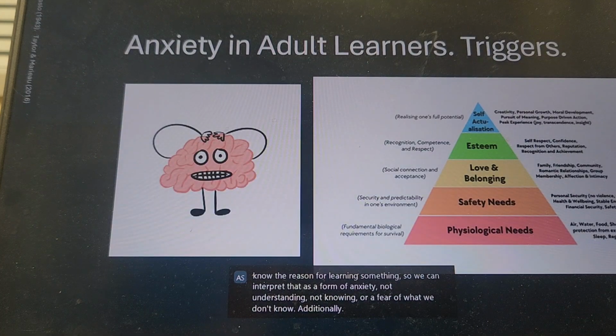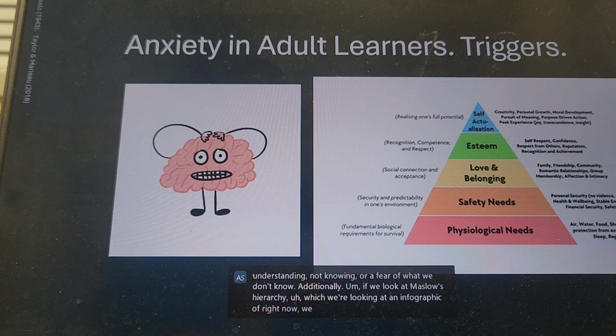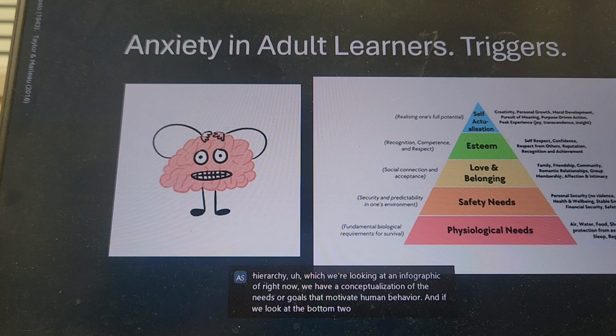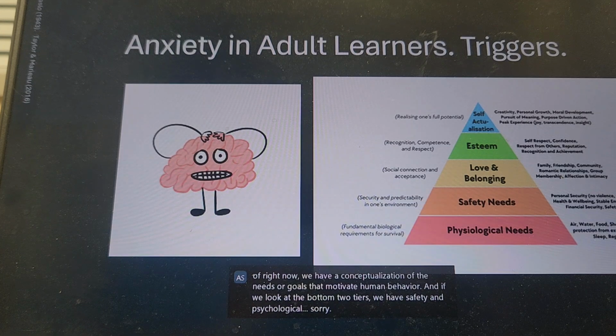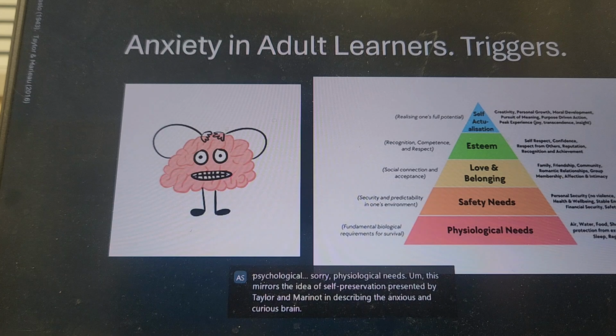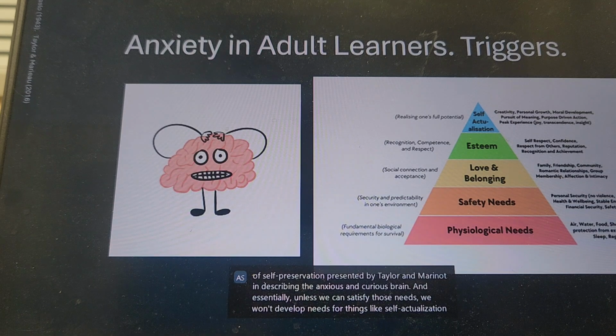Additionally, if we look at Maslow's hierarchy, which we're looking at an infographic of right now, we have a conceptualization of the needs or goals that motivate human behavior. If we look at the bottom two tiers, we have safety and physiological needs. This mirrors the idea of self-preservation presented by Taylor and Marino in describing the anxious and curious brain. Essentially, unless we can satisfy those needs, we won't develop needs for things like self-actualization and improvement that come along with learning.